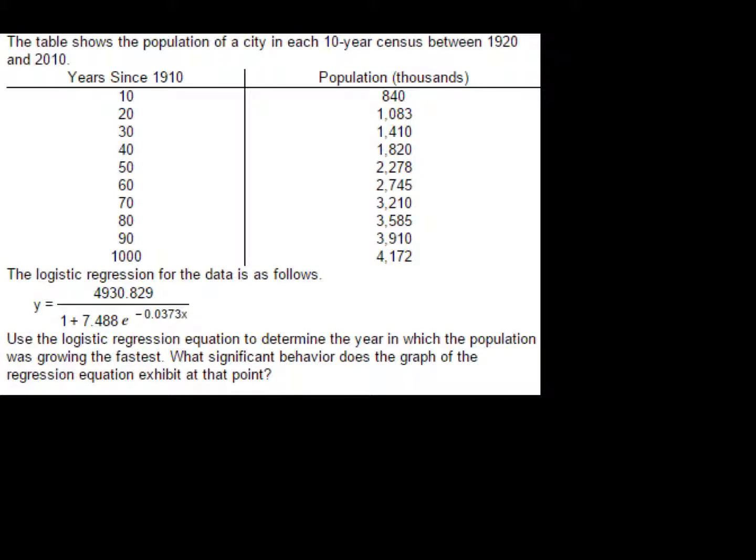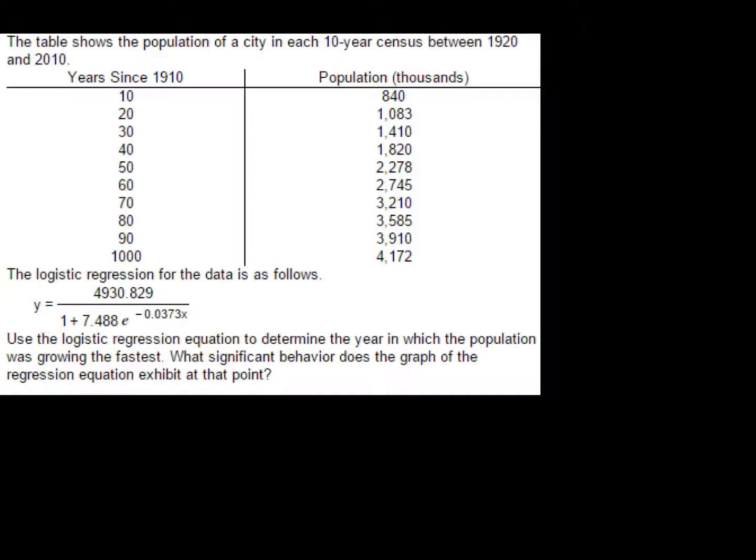So here we have a situation where the population of a city is being tracked over the course of 90 years. They're taking the data from the 10-year census and fit an equation to this data that is given here, a logistic regression equation. So this is the function that models this data, and we want to use this equation to determine the year in which the population is growing the fastest.